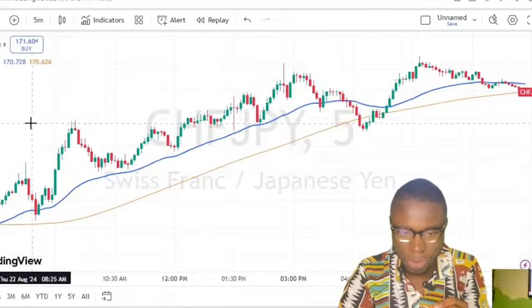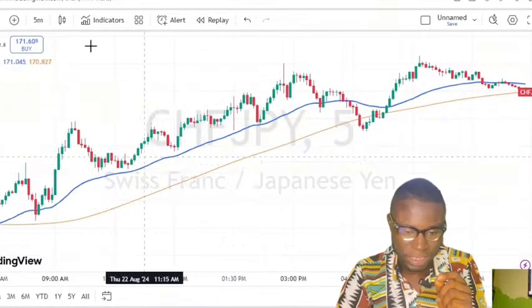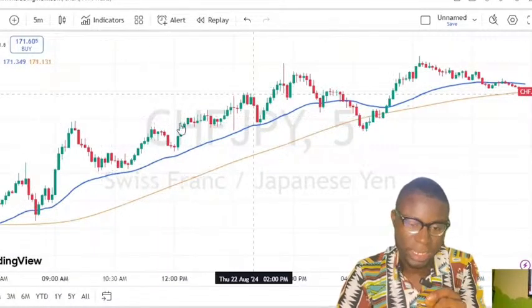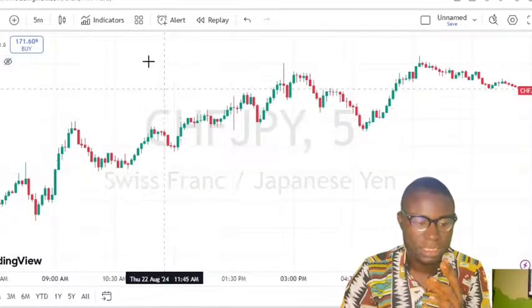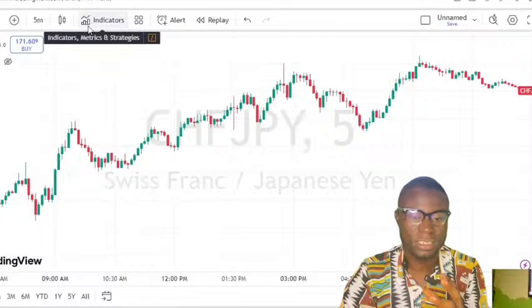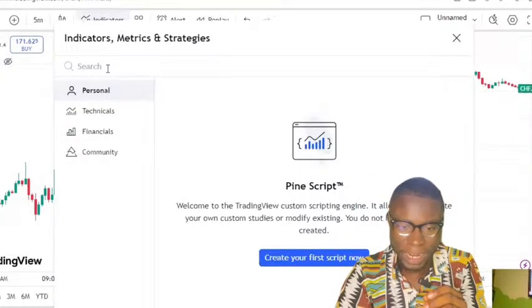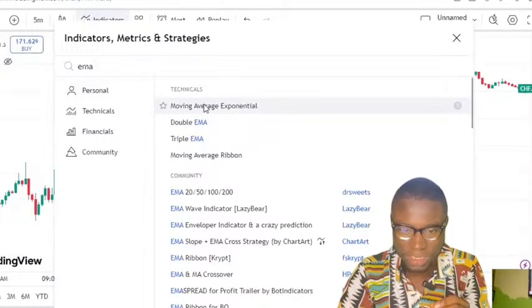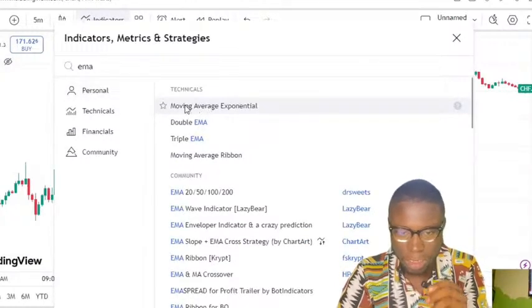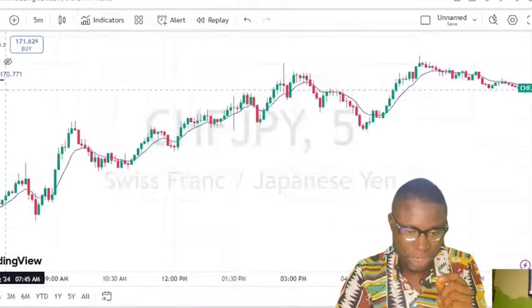If you want to get this moving average on your chart, what you need to do is log into your TradingView. When you log in, you're going to see your chart like this, without the moving average. So go to this place where they wrote indicators, click on it, and then type EMA, just EMA. Then you're going to see this very first one, Moving Average Exponential. Click on it. It's going to appear here.